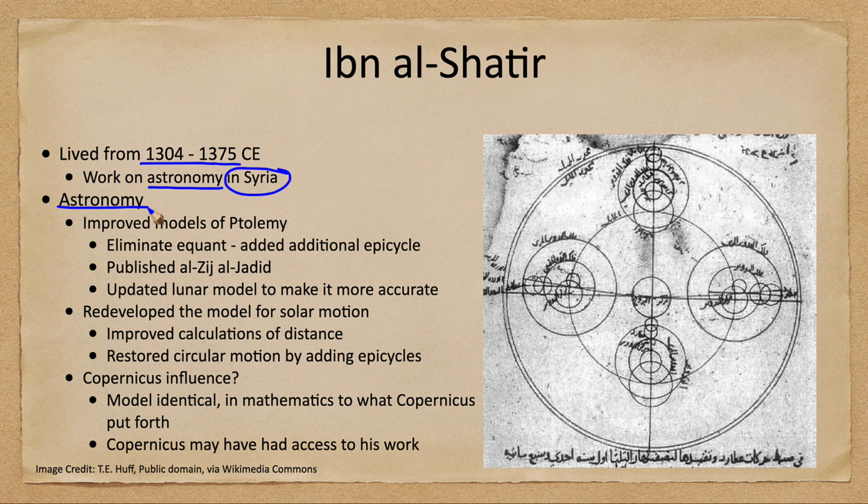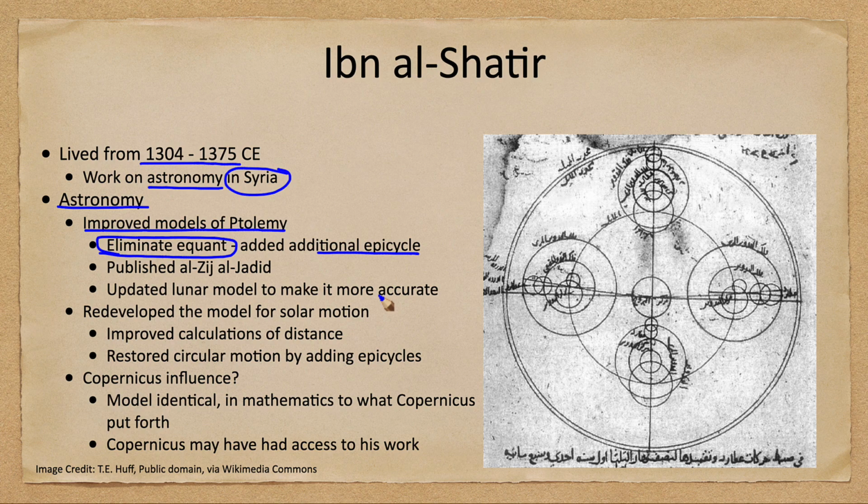In terms of astronomy, as with a lot of the astronomers here, he improved on the models of Ptolemy, and in fact was able to completely eliminate the equant by adding an additional epicycle. Now you can remember that these could both be of concern, but the biggest concern in many ways was the equant. Equant being that Earth was not exactly at the center, and really the whole idea here was to get things back to having Earth at the center.